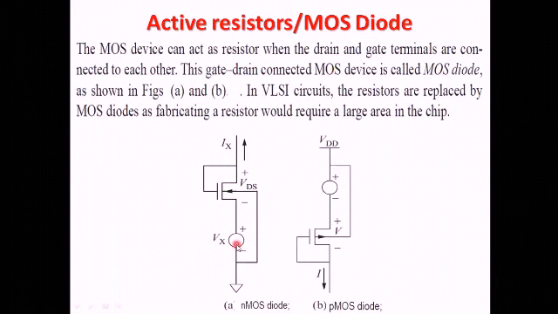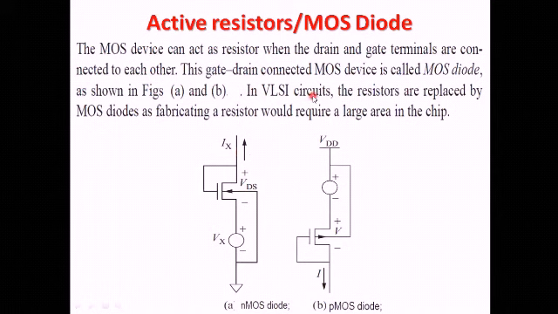It is shown in these figures. This figure is showing the NMOS diode and this is for the PMOS diode. You can see that the gate and the drain are connected. Again, the gate and the drain are connected. Okay, and you can understand it with the arrows.